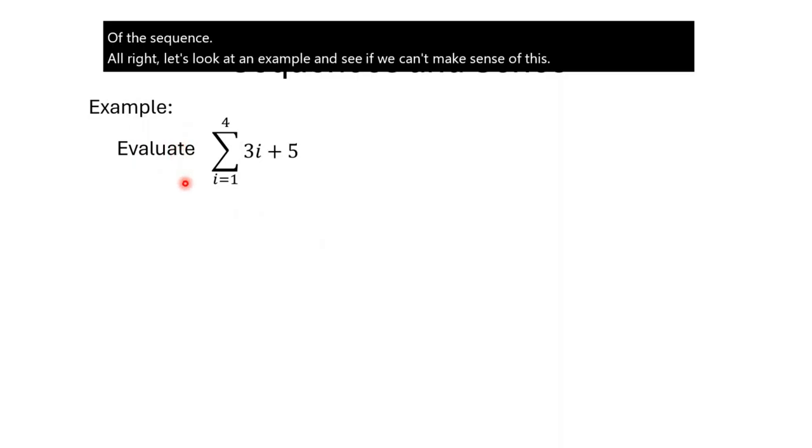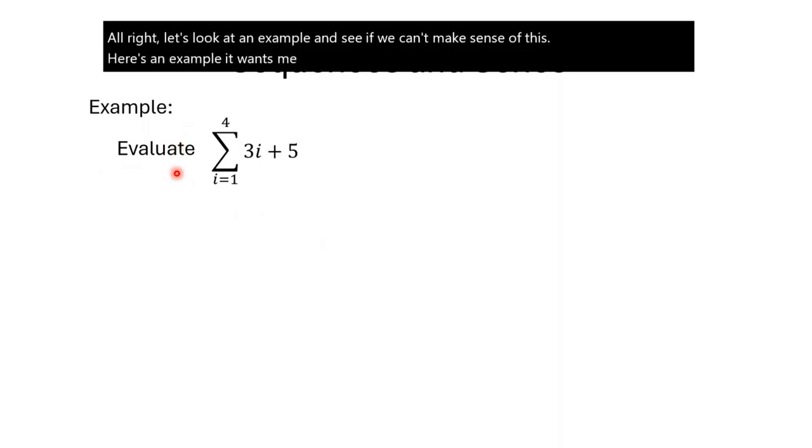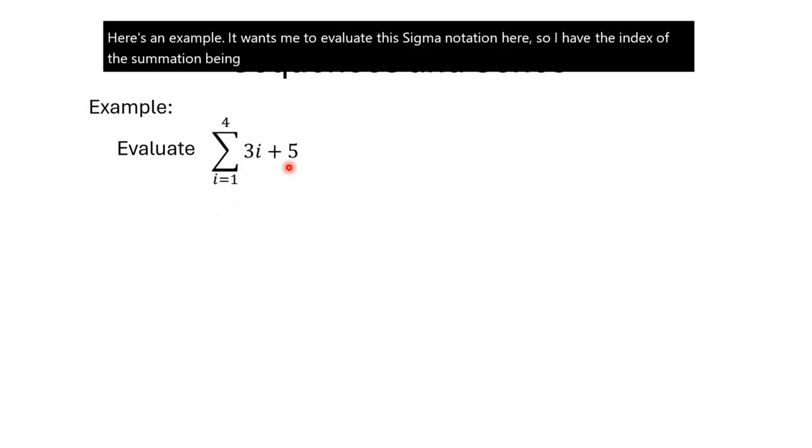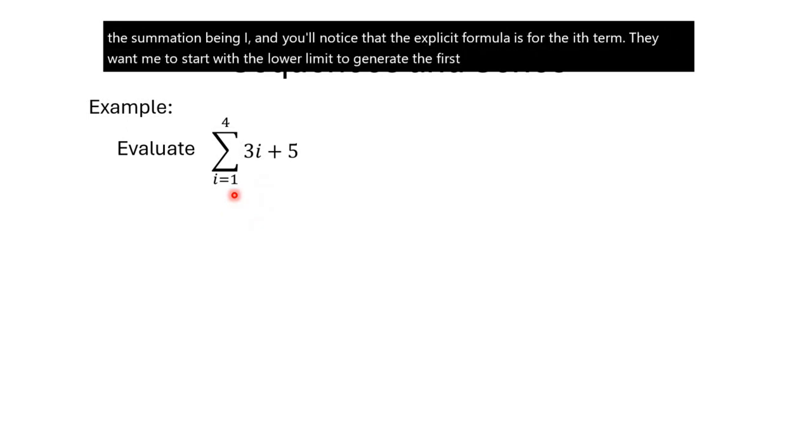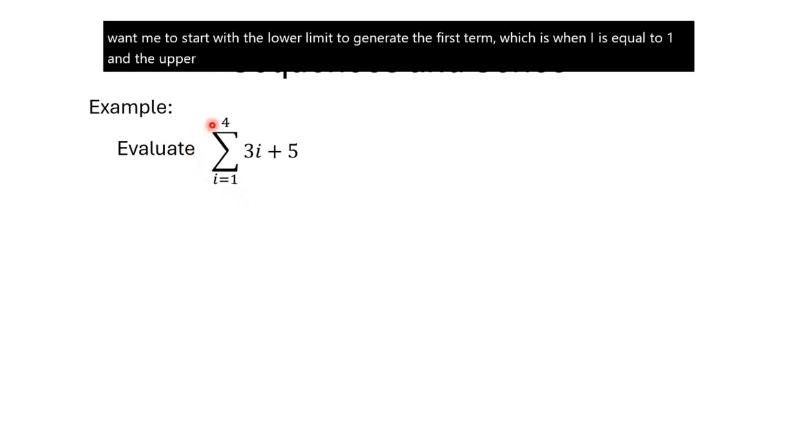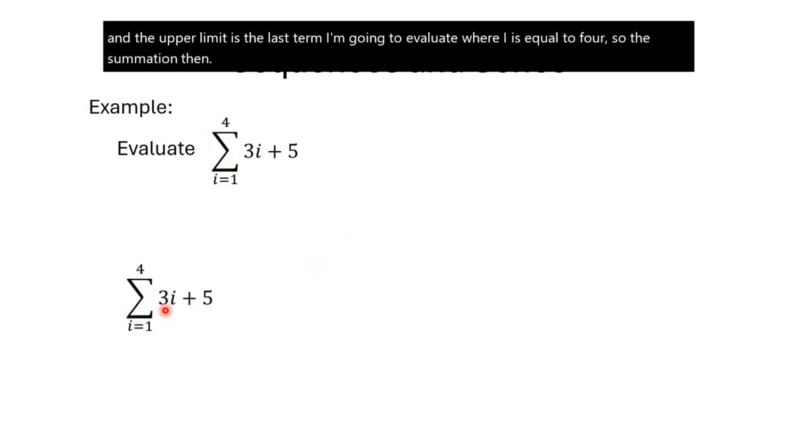All right, let's look at an example and see if we can make sense of this. Here's an example. It wants me to evaluate this sigma notation. I have the index of the summation being I, and you'll notice that the explicit formula is for the ith term. They want me to start with the lower limit to generate the first term, which is when I is equal to 1, and the upper limit is the last term I'm going to evaluate, where I is equal to 4. So the summation then would look like this.